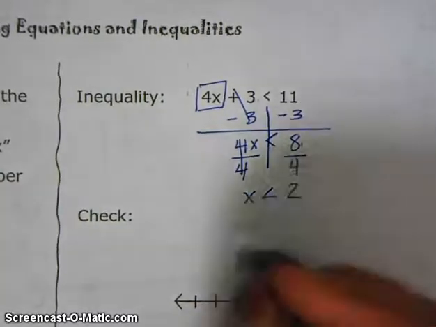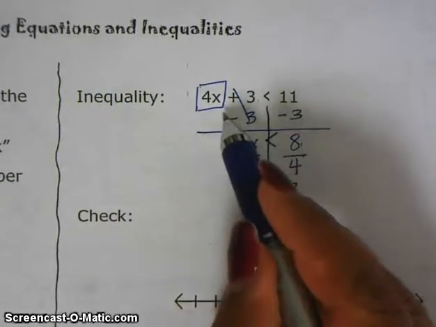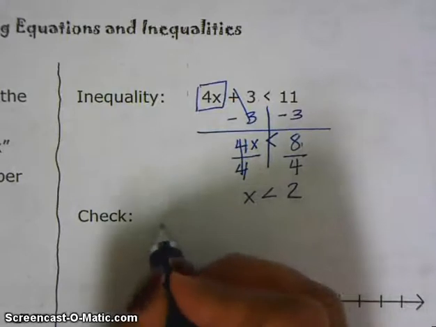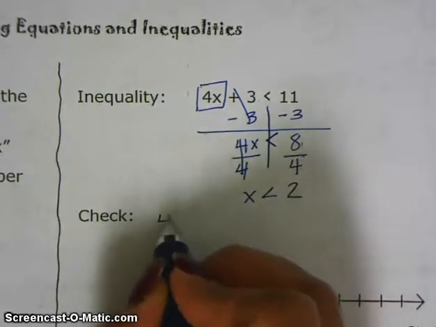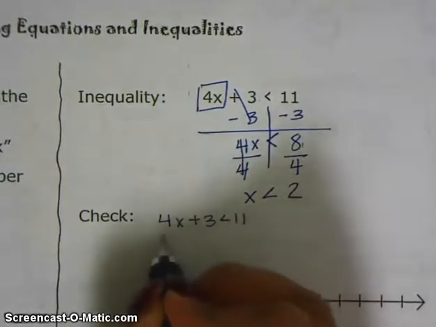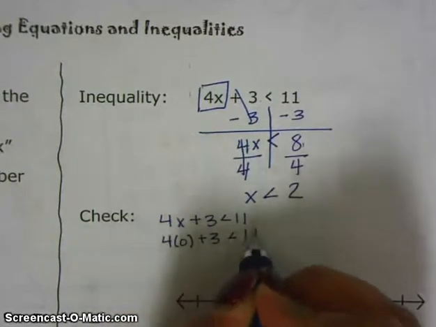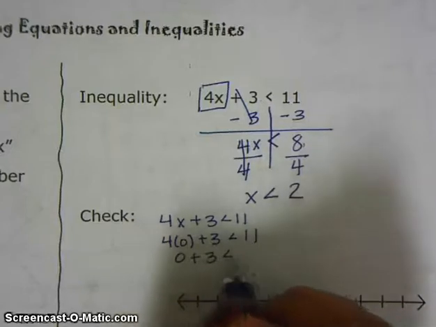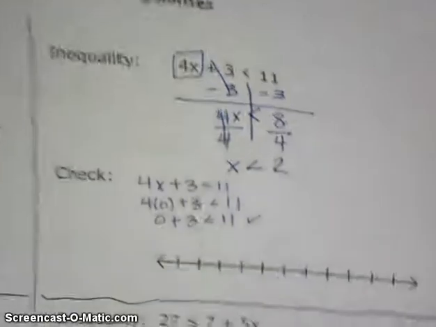So now I'm going to prove it. I'm going to put a number that is less than 2 back into this equation, and it can be any number less than 2. So I'm going to try 0. 0 is less than 2, so I'm going to go 4x plus 3 is less than 11. 4 times 0 plus 3 is less than 11. 4 times 0 is 0. So now I have 3 is less than 11. And I know that that is a true statement, so my solution is correct.